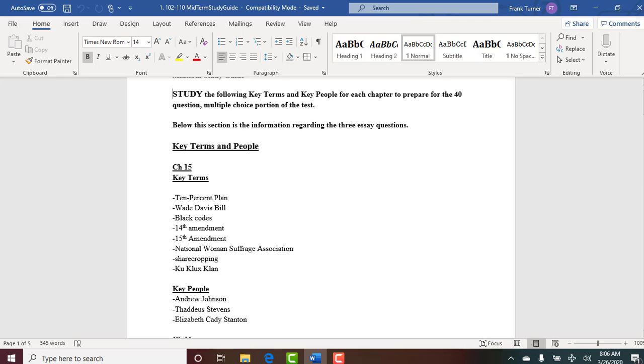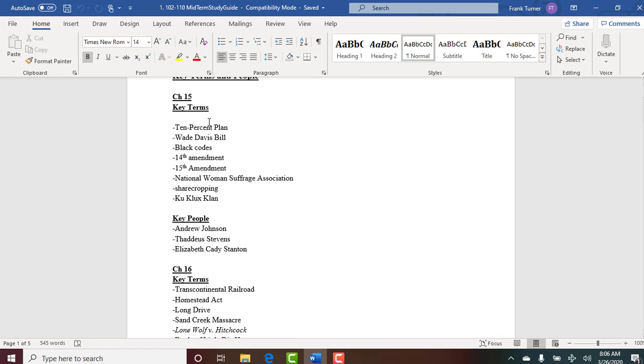So I've taken the lists of each chapter and reduced them to a more manageable number. So here you see that each chapter's been reduced as far as from the book. So when you study for the midterm, study the terms off this list, not the book, but use the book for information, of course, to back up to study about that particular term or that particular person. Okay. The midterm exam will be 40 questions, and you'll have 40 minutes to finish that.